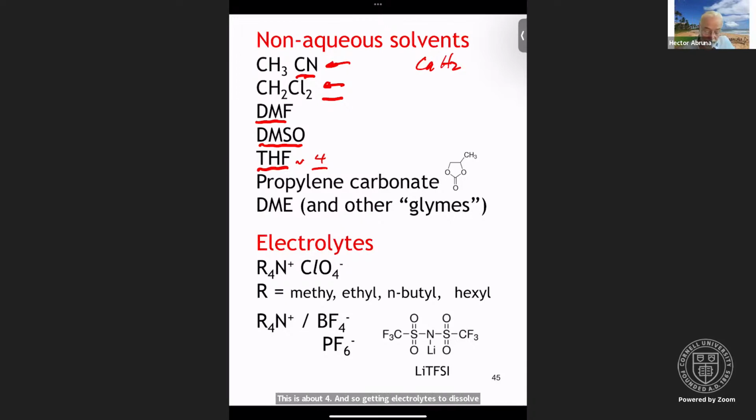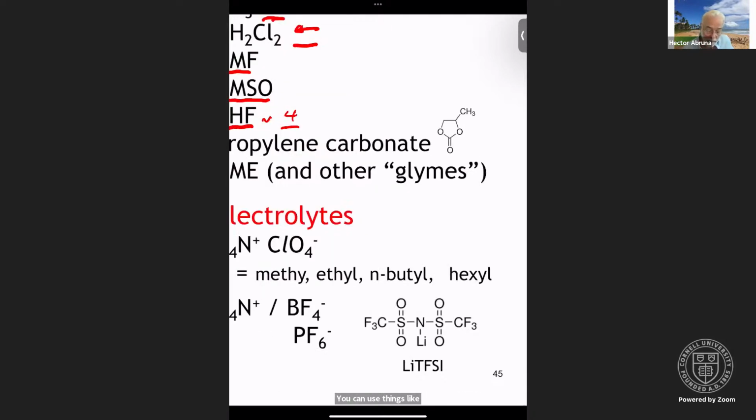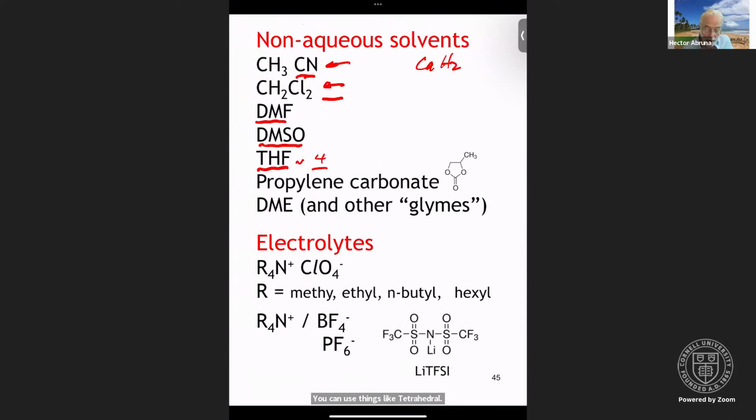You can use things like tetrahexyl ammonium perchlorate. So perchlorate salts are typically used in non-aqueous solvents. And so, for example, as mentioned here, tetraalkyl ammoniums, where you can have a tetrahexyl ammonium BF4 or PF6, that's soluble enough in THF to make it accessible as an electrochemical solvent.